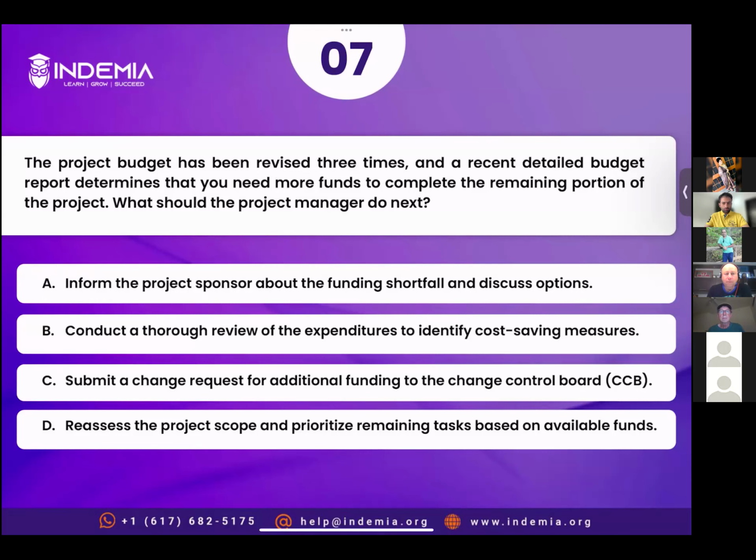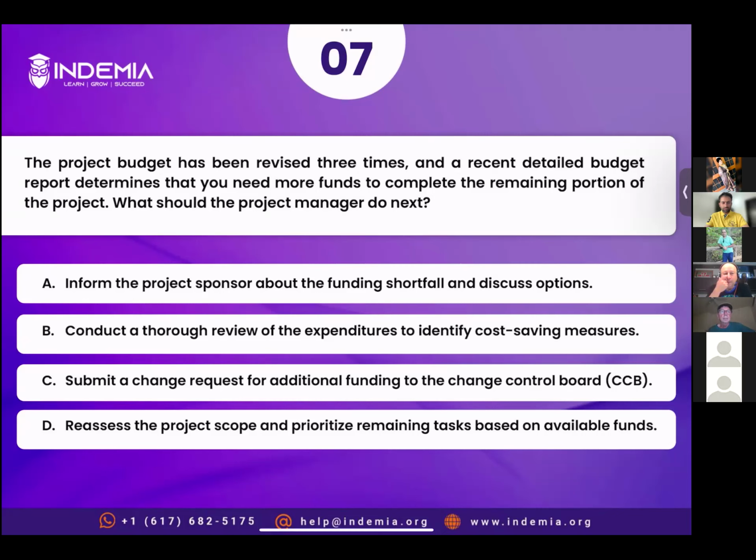All right, Carlos, you have chosen option D. Yeah, honestly, I'm just looking at it in terms of private industry, and if you don't have any more budget, you have to prioritize and see remaining tasks based on available funds, and then maybe later see what you have and then inform the sponsor. I thought. All right, thank you.